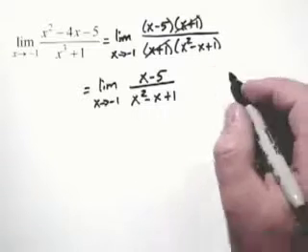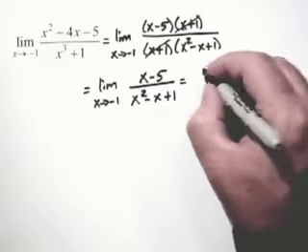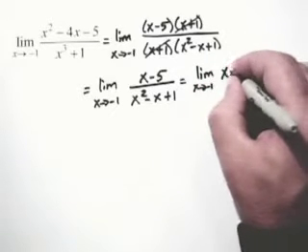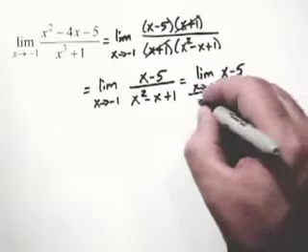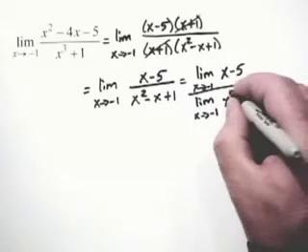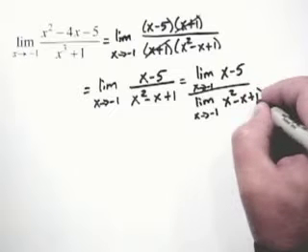Now, using our quotient rule, we can rewrite this as the quotient of the limits, as the limit as x approaches -1 of x minus 5 divided by the limit as x approaches -1 of x squared minus x plus 1.